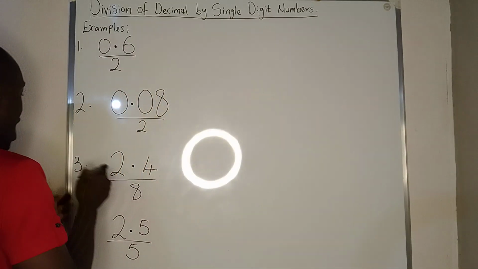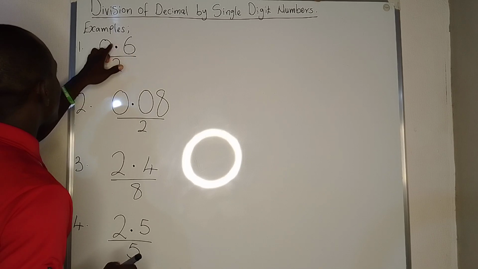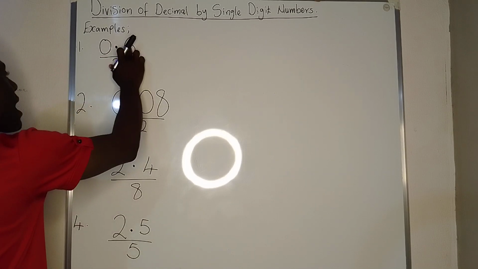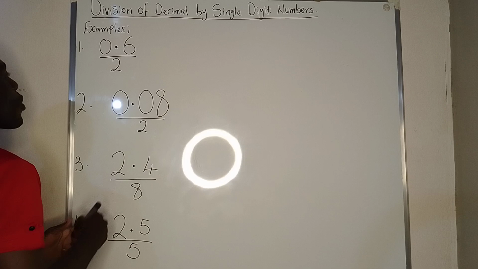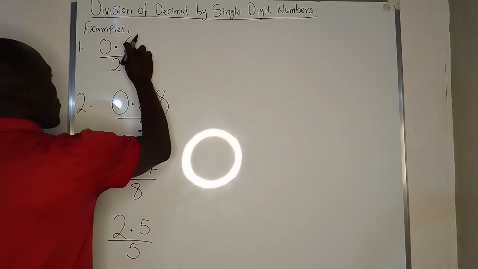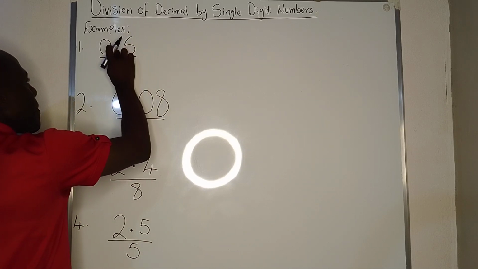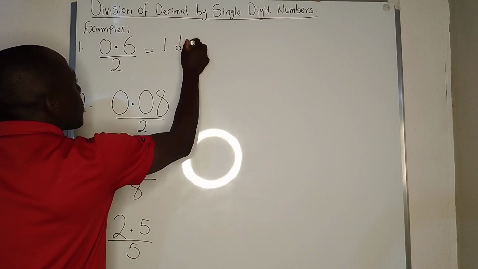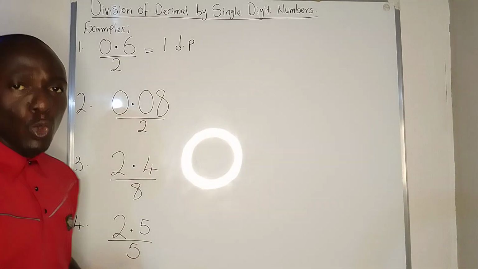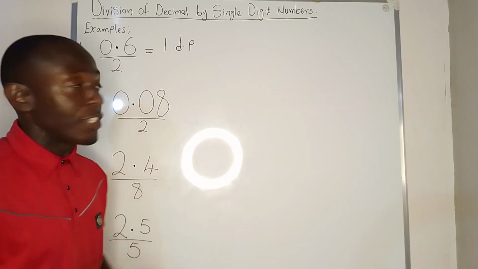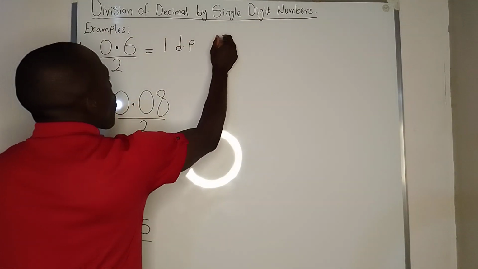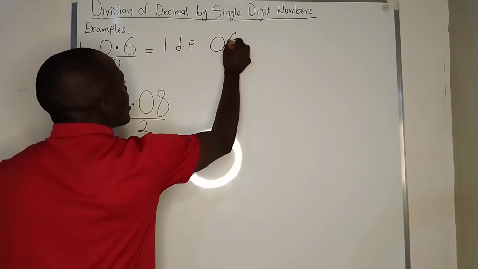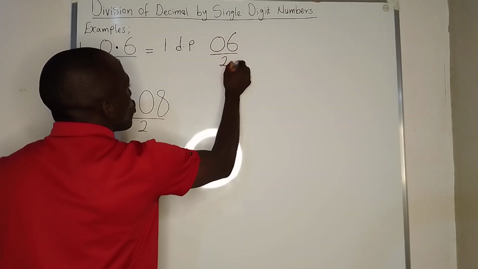Now, how many numbers can you see after the decimal point? We only have one number after the decimal point. So, like I told you before, count the numbers. We only have one number, which means it has one decimal place. Now, the next thing is to remove the decimal point. So, when we remove the decimal point, we will have 06 divided by 2.